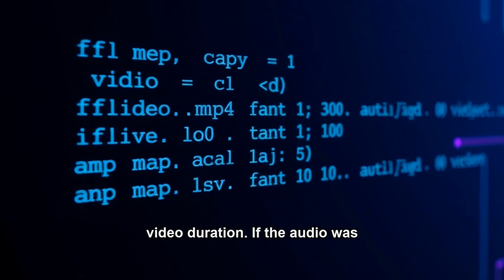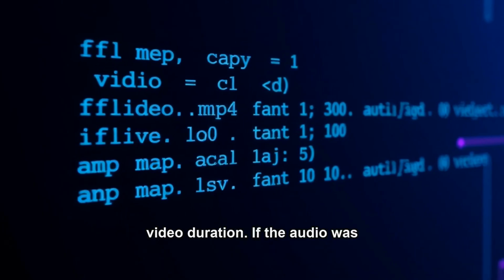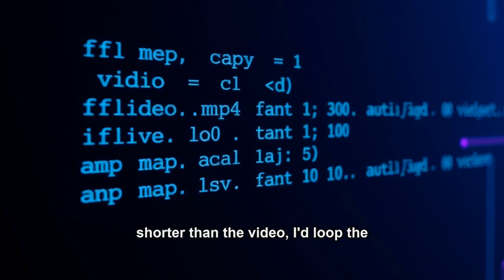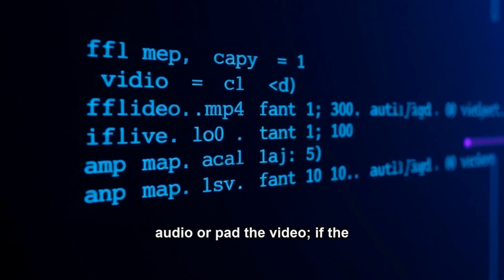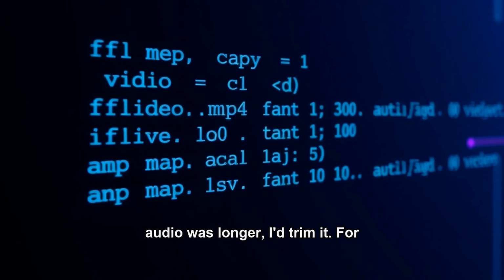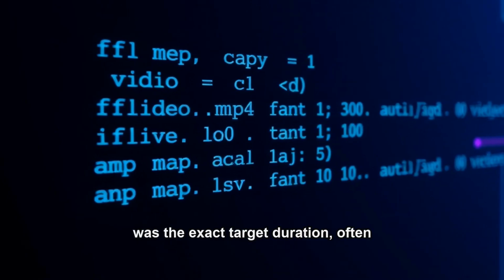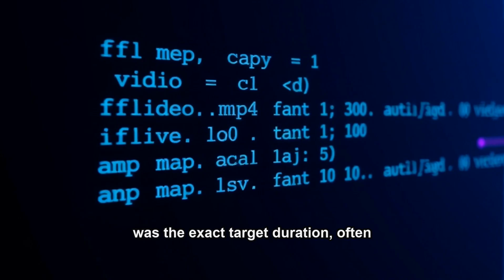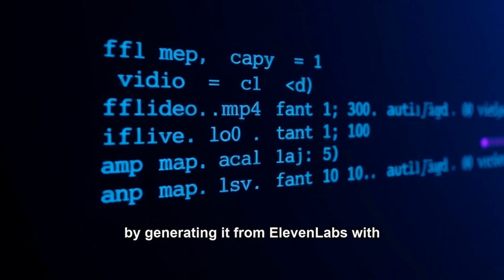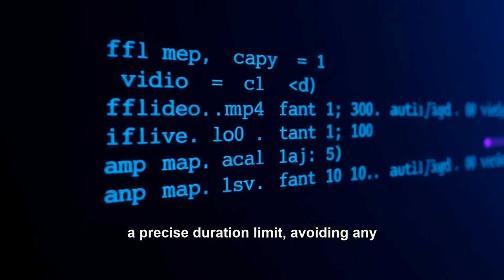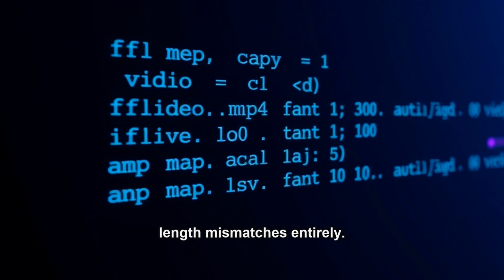I also ensured that the audio was precisely aligned with the video duration. If the audio was shorter than the video, I'd loop the audio or pad the video. If the audio was longer, I'd trim it. For this project, I made sure the audio was the exact target duration, often by generating it from ElevenLabs with a precise duration limit, avoiding any length mismatches entirely.